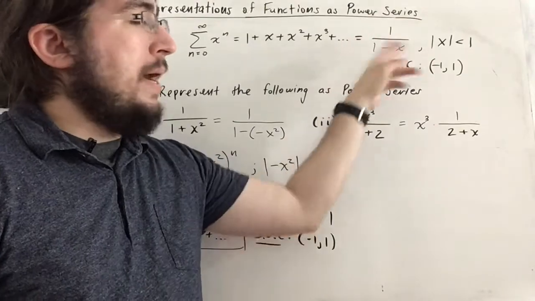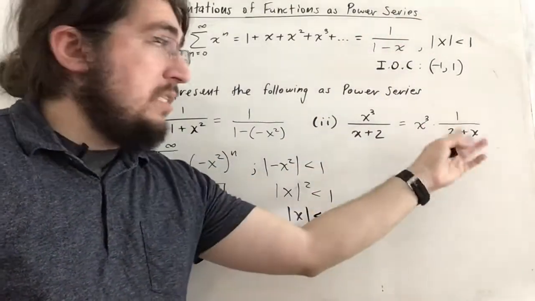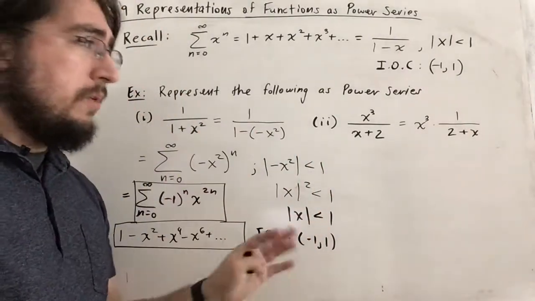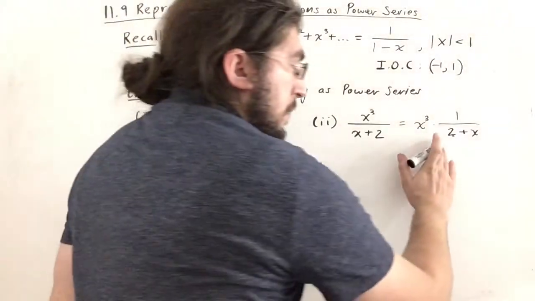1 over 1 minus x. 1 over, this is 2 plus x. The plus is fine because we can write it as a double negative. That's okay. But the 2 gets in the way. So what we can do now is we can actually pull 2 out.